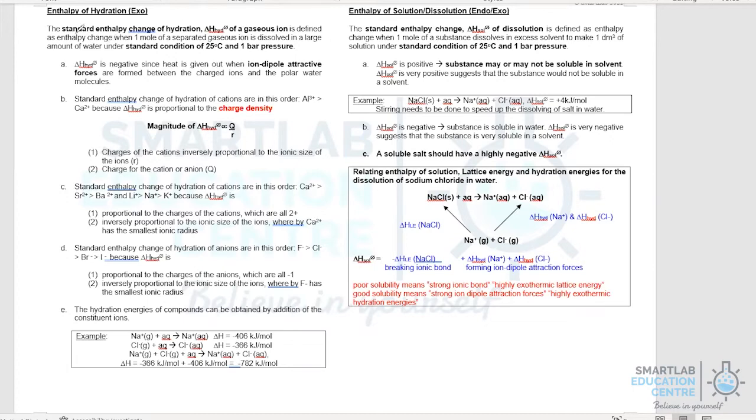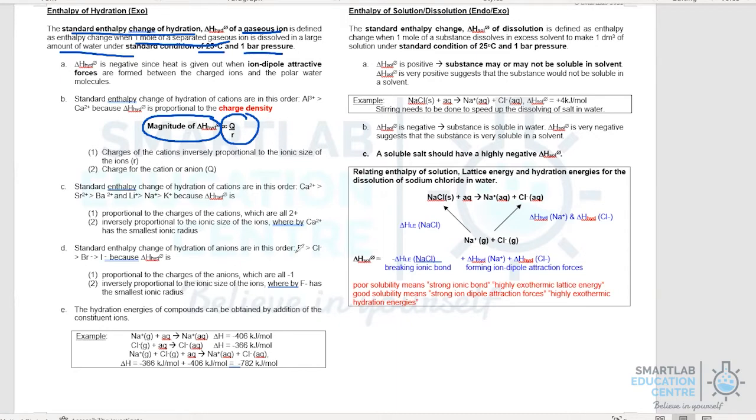The first one is the standard enthalpy change of hydration. Standard enthalpy change of hydration of a gaseous ion is the enthalpy change when 1 mole of gaseous ion is dissolved in large amount of water under standard conditions, again of 25 degrees Celsius, 1 bar. So in a nutshell, enthalpy of hydration is in actual fact exothermic and is directly proportional to the charge density of the cation or anion.